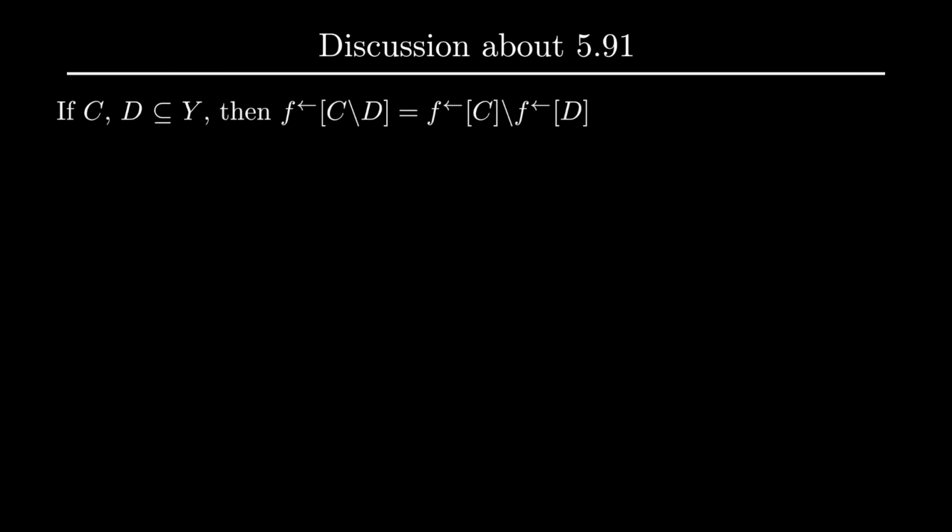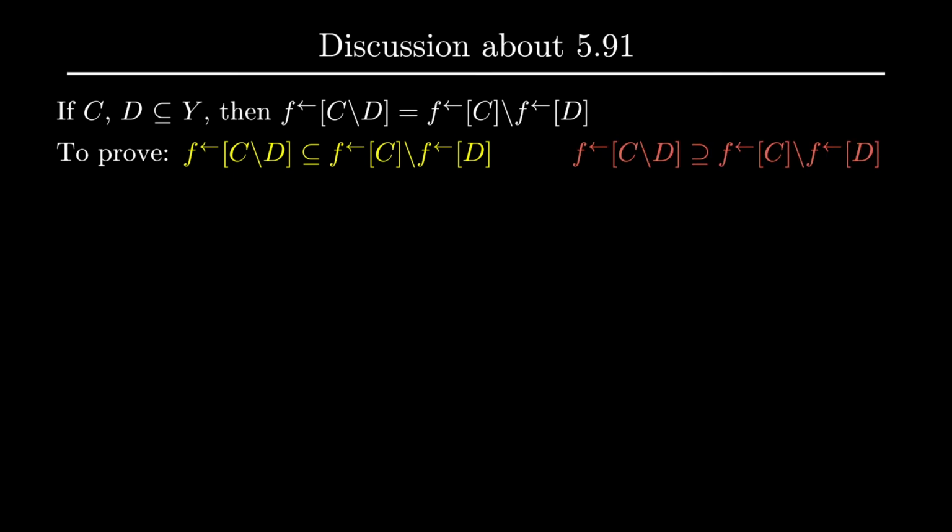The last thing I want to discuss today is statement 5.91. The statement states, if C and D are subsets of Y, then the preimage of C minus D equals the preimage of C minus the preimage of D. To prove this statement, we need to prove both forward and backward containment. That simply is, the preimage of C minus D is a subset of the preimage of C minus the preimage of D, and the preimage of C minus the preimage of D is a subset of the preimage of C minus D. Let's look at the forward direction.